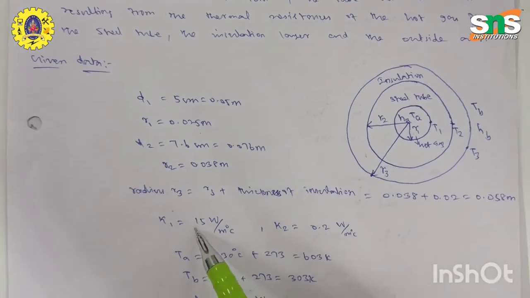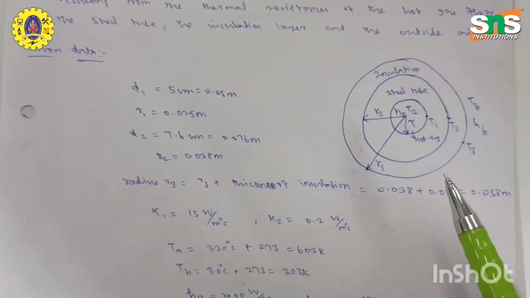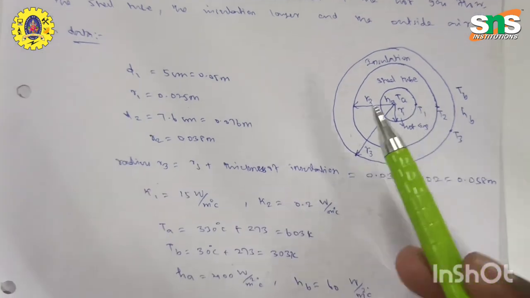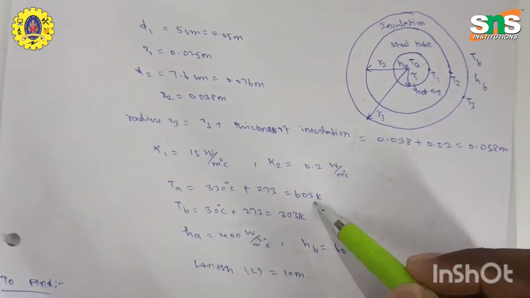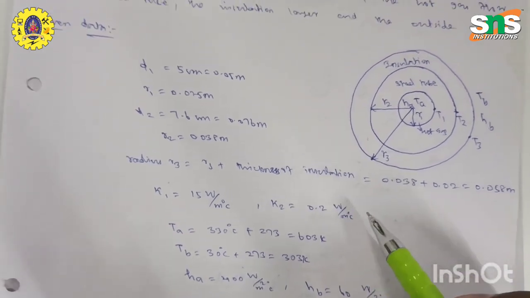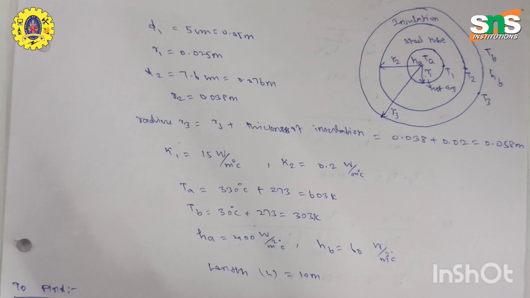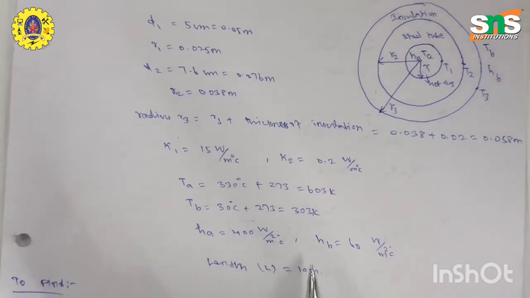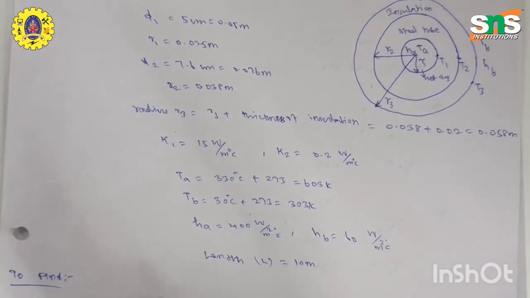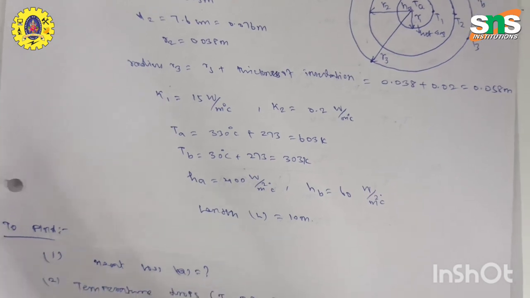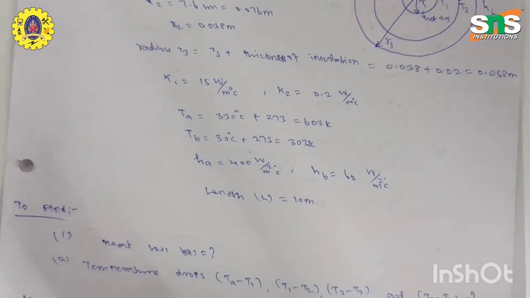And already given are the thermal conductivities K1 and K2, 15 and 0.2. The inside and outside temperatures are indicated as TA and TB, 330 degrees Celsius and 30 degrees Celsius. Both we convert into Kelvin by adding 273. The length of this tube is 10 meter, and the heat transfer coefficients are 400 watt per meter square degree Celsius and 60 watt per meter square degree Celsius. So we need to find the heat loss Q and the temperature drops TA minus T1, T1 minus T2, T2 minus T3 and T3 minus TB.